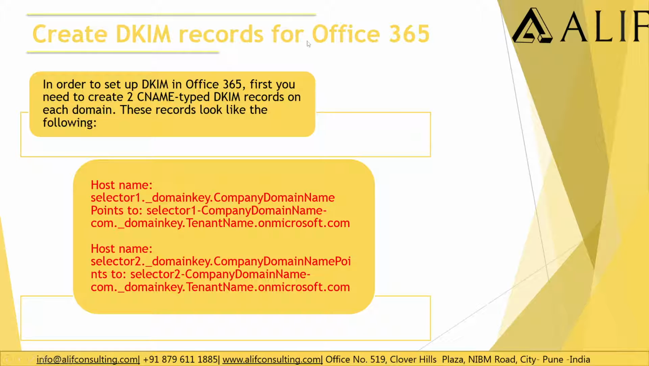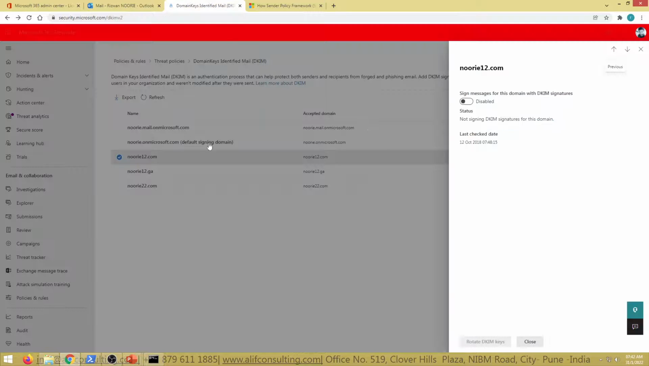And in order to set up a DKIM record for your Office 365, as I've told you, you need to set up two CNAME records, which would look like this: selector one, domainkey. These are the two DKIM records over here. These are the values you need to publish into your external DNS. For my tenant, I believe I enabled it a long time back for this domain.